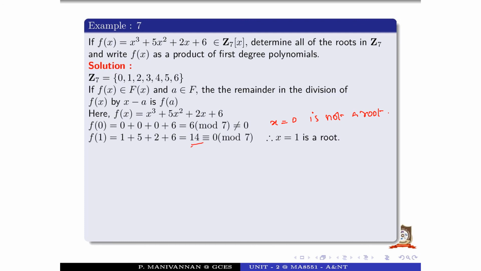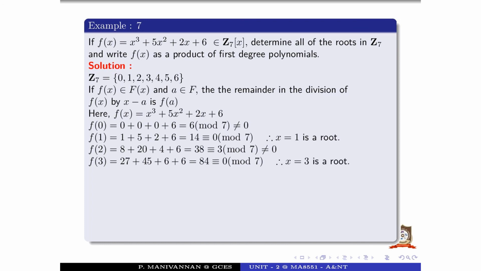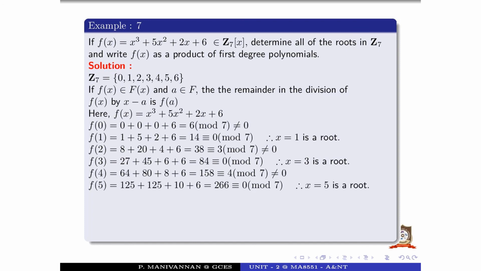Put x = 1, we get 14, which is 0 under mod 7. The remainder is 0, therefore x = 1 is a root. Put x = 2, we get 3, which is not 0, therefore it is not a root. Put x = 3, we get 84, a multiple of 7, therefore x = 3 is a root. For x = 4, the answer is 158, divided by 7 the remainder is 4, not equal to 0, therefore it is not a root. Put x = 5, we get 266, which is 0 under mod 7, therefore x = 5 is a root.